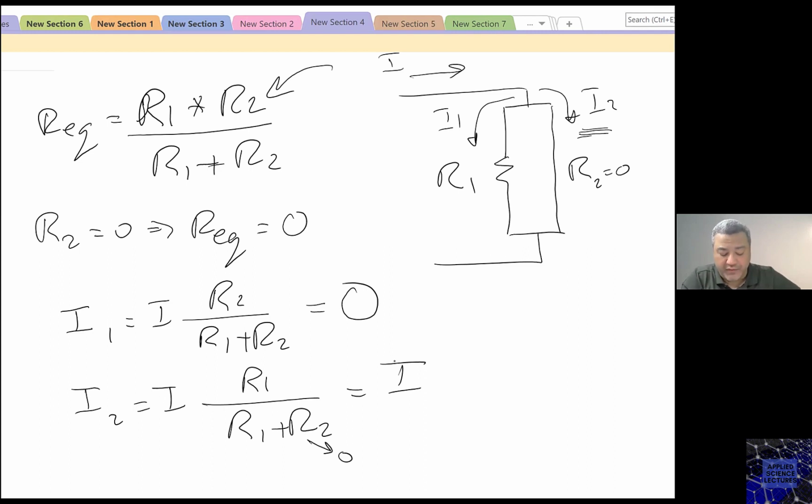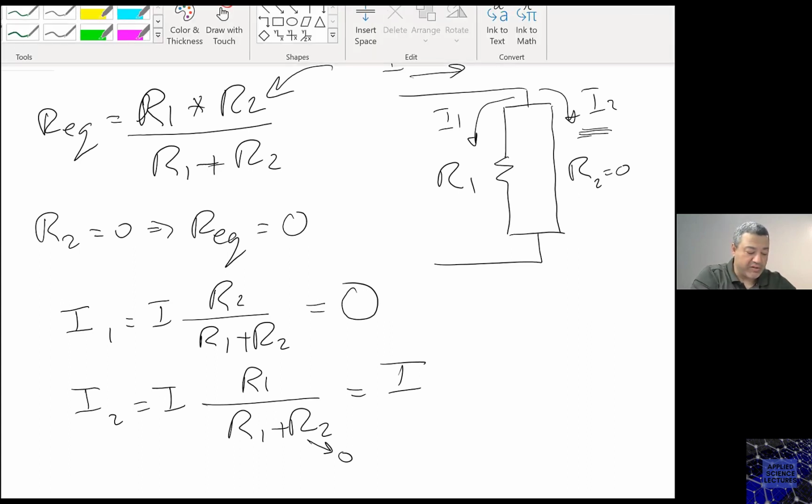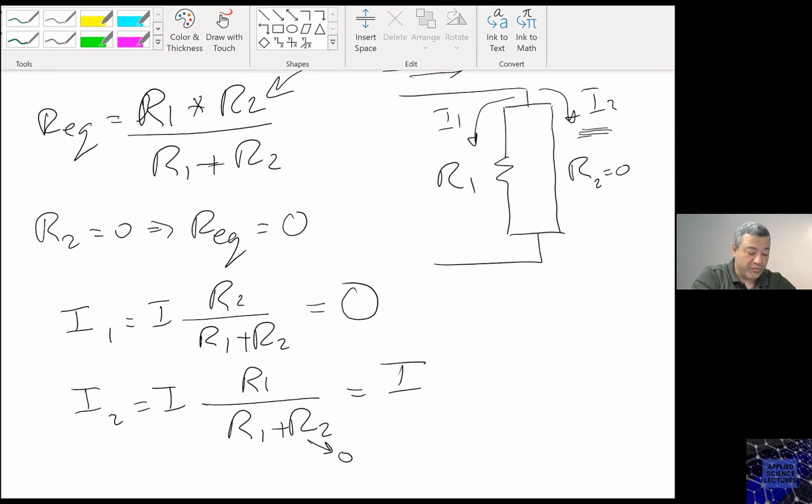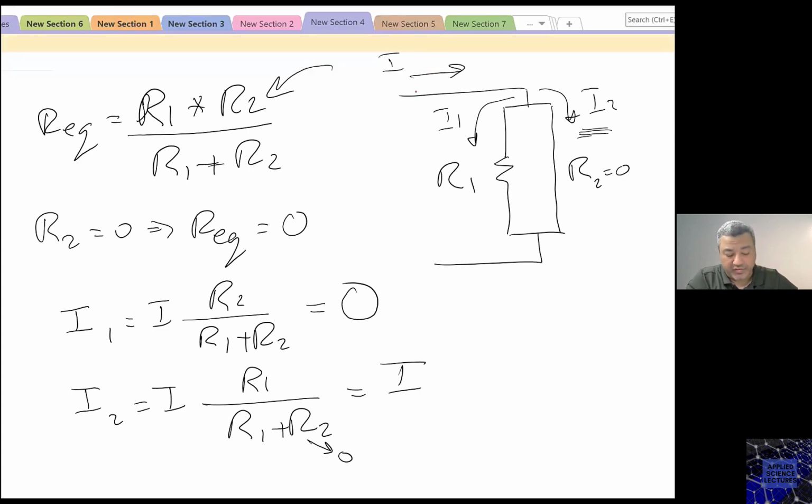So that's why if you have a piece of wire in parallel with a resistor, all the current is going to go into this wire. No current is going to go through the other resistor. So the current I is going to take this path and come back.